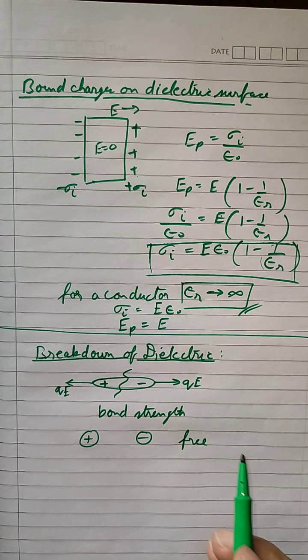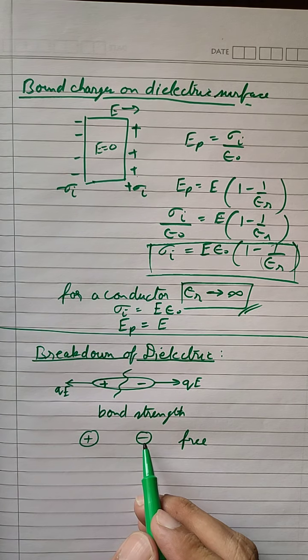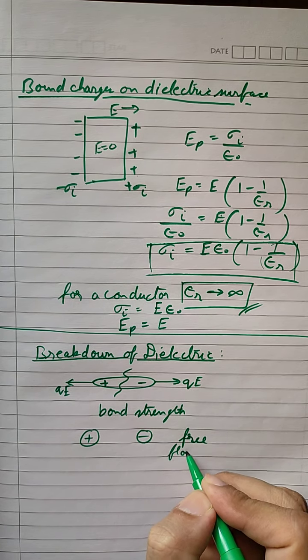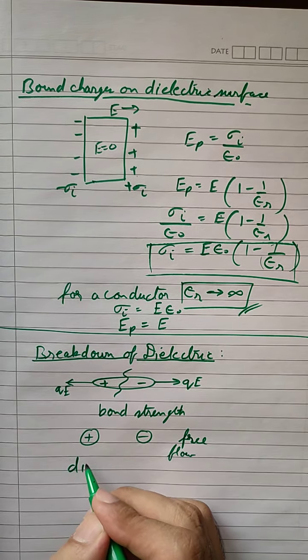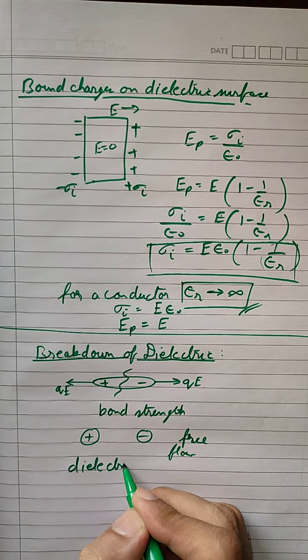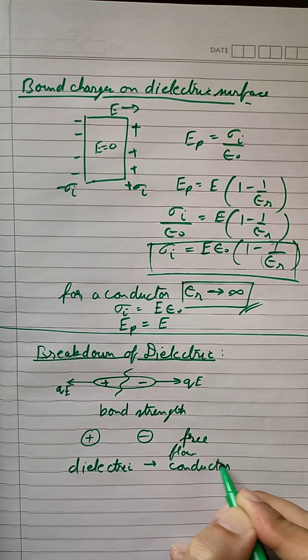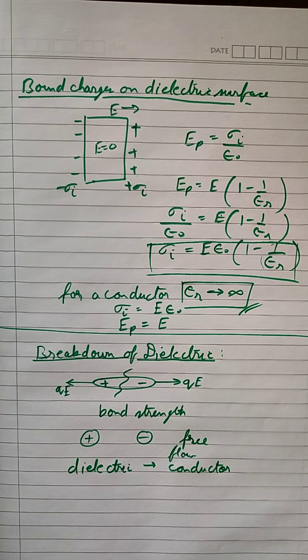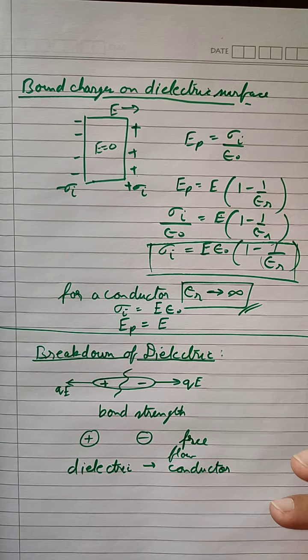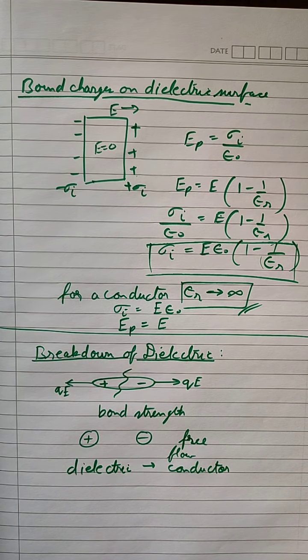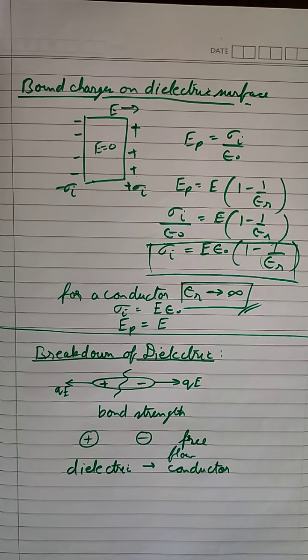So when breakdown of dielectric happens, the positive and negative charges become free and they are allowed to flow on the surface. Hence, after breakdown, the dielectric converts into a conductor. So this is what happens when we provide a high amount of electric field to a dielectric. Its atoms get broken down and the charges get free, and then they can flow and the dielectric starts behaving like a conductor.